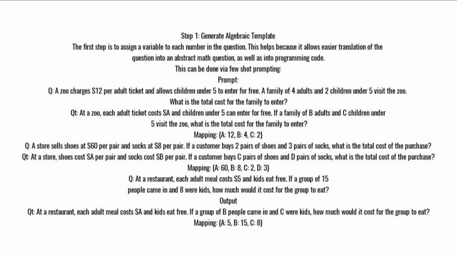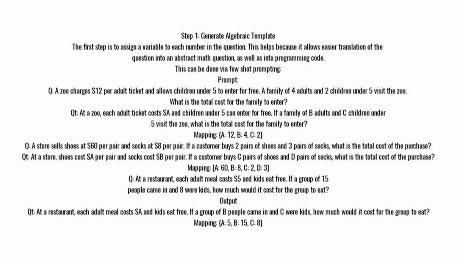Question: A store sells shoes at $60 per pair and socks at $8 per pair. If a customer buys 2 pairs of shoes and 3 pairs of socks, what is the total cost of the purchase? QT. At a store, shoes cost $A per pair and socks cost $B per pair. If a customer buys C pairs of shoes and D pairs of socks, what is the total cost of the purchase? Mapping: A, 60, B, 8, C, 2, D, 3.